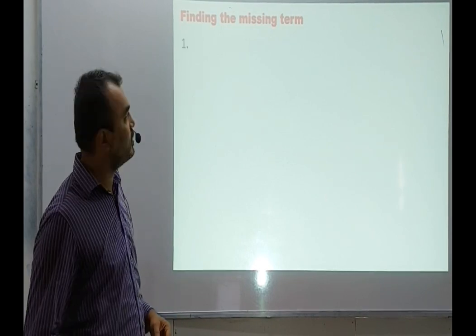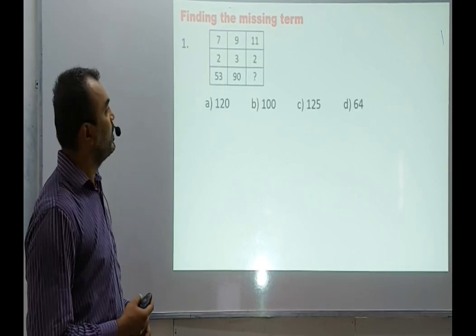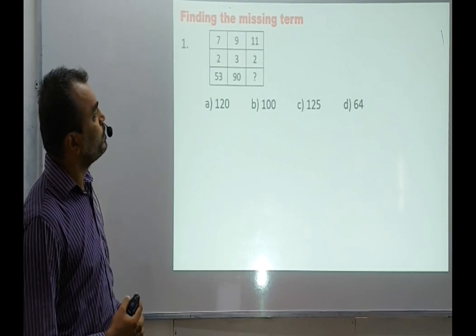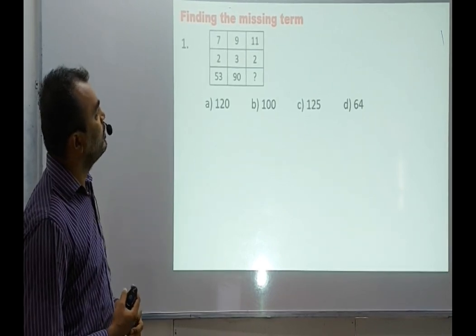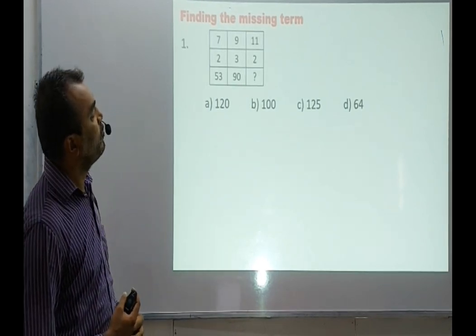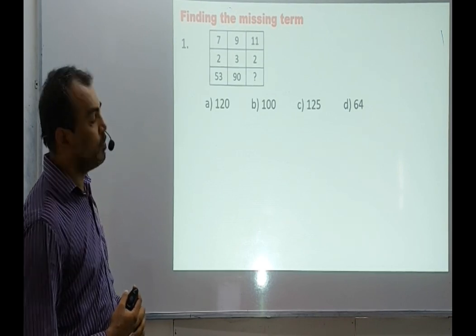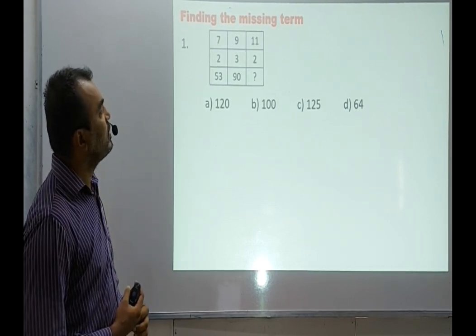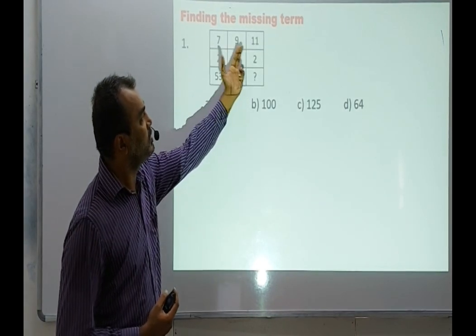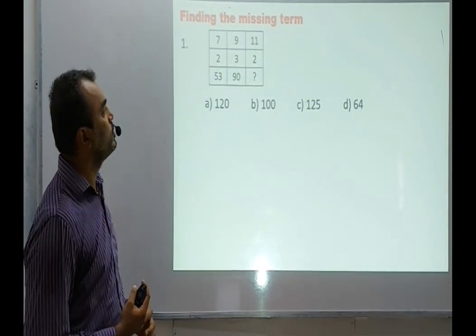So, finding the missing term. This is sum number 1 for you on the board, and these are the options. Let us begin. How will you see the square? There is one question mark here, and this is the term we are supposed to find. We are given 8 numbers, and we have to find the 9th one. But first, we will see the direction of the logic. 7, 9, 11: ascending order. 2, 3, 2: not in an order.